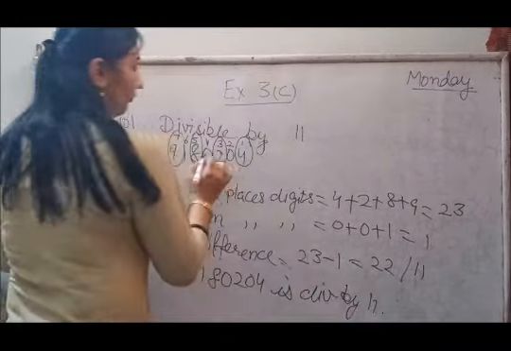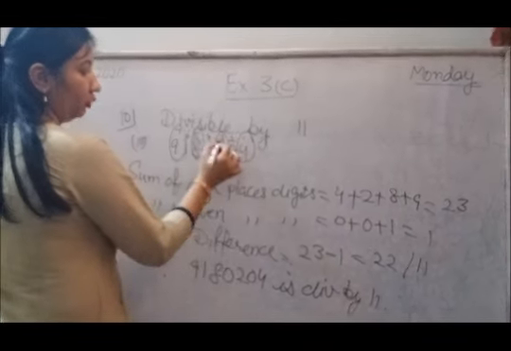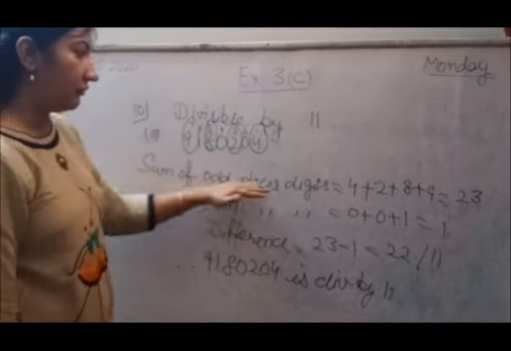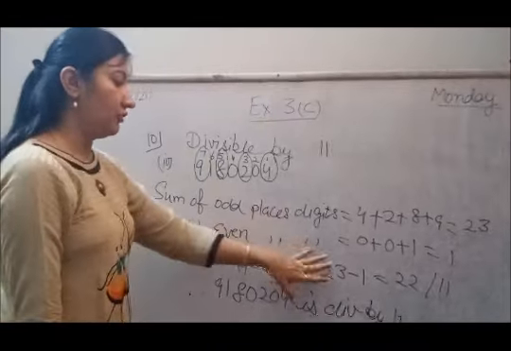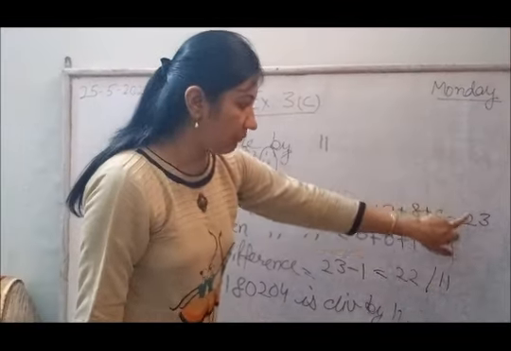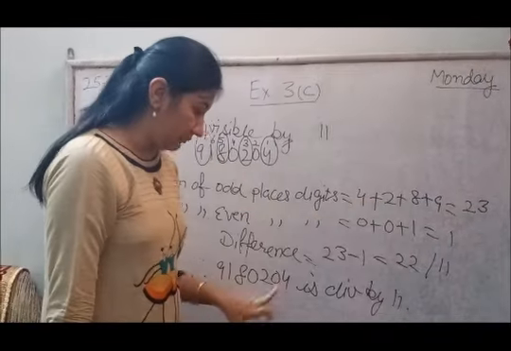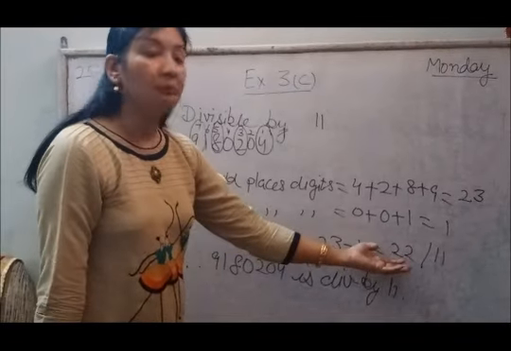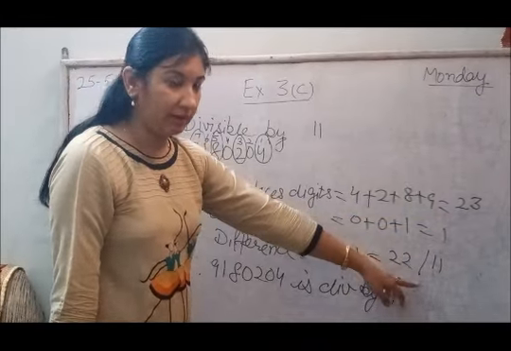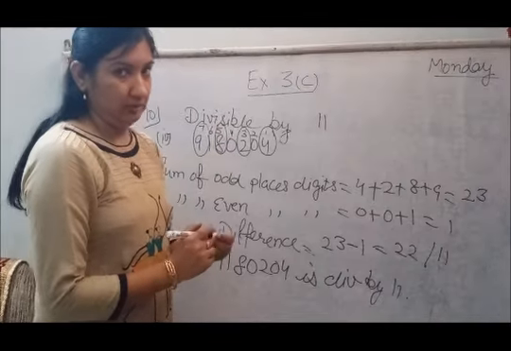It means you have to number the digits starting from the right: 1, 2, 3, 4, 5, 6, 7. Then you find the sum of odd places digits, then even places digits, then find the difference of both sums. 23 minus 1 is 22. If it is divisible by 11, then the number will be divisible. Suppose the answer is coming 17. 17 is not divisible by 11, so the given number will also not be divisible by 11.